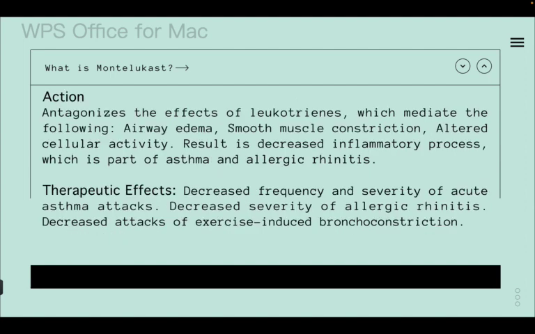The action is that it antagonizes the effects of leukotrienes, which mediate the following: airway edema, smooth muscle constriction, and altered cellular activity. The result is a decreased inflammatory process, which is part of asthma and allergic rhinitis. The therapeutic effects are decreased frequency and severity of acute asthma attacks, decreased severity of allergic rhinitis, and decreased attacks of exercise-induced bronchoconstriction.